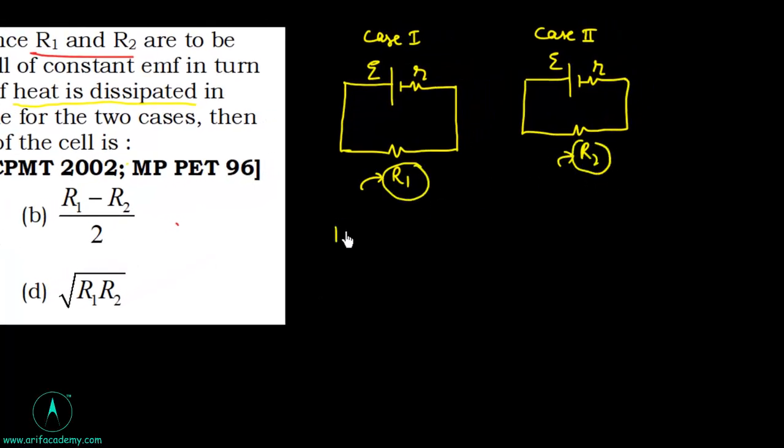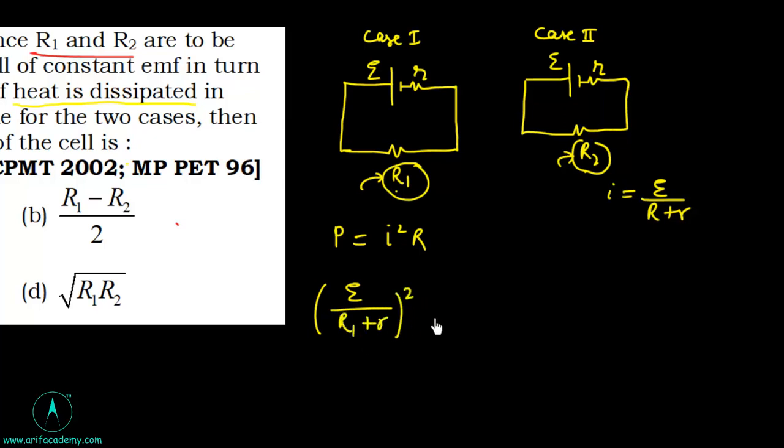So how to find power? Power is equal to I square R. So I square R in this case and in that case will be equal. How to find current? Current is I equal to E upon R plus r. So power in the first case will be E upon R1 plus r whole square into R1, and in the second case E upon R2 plus r whole square into R2. So this is the power, and we have to equate this.